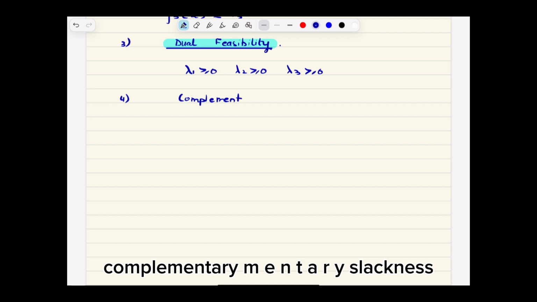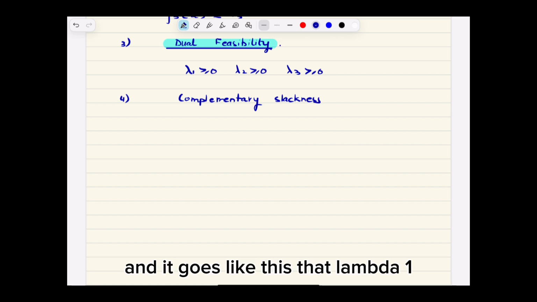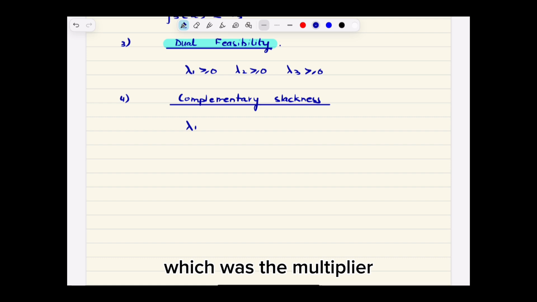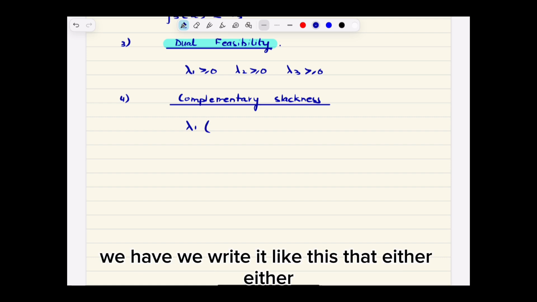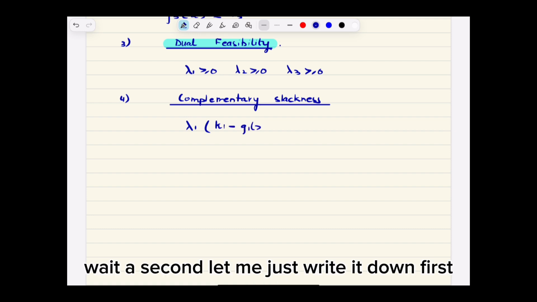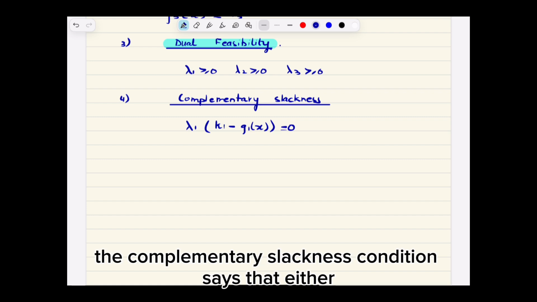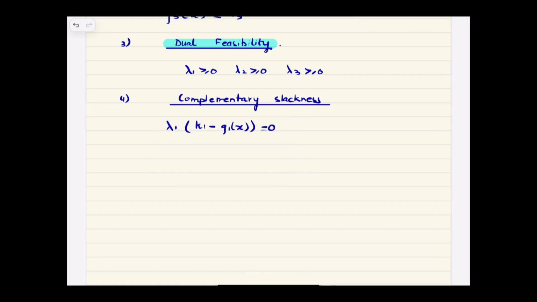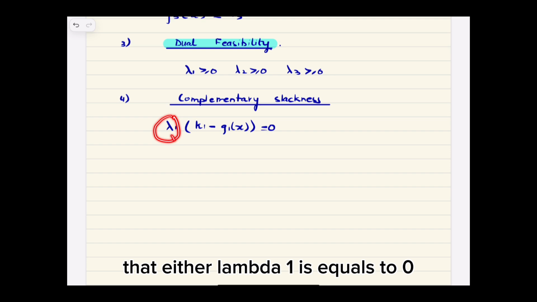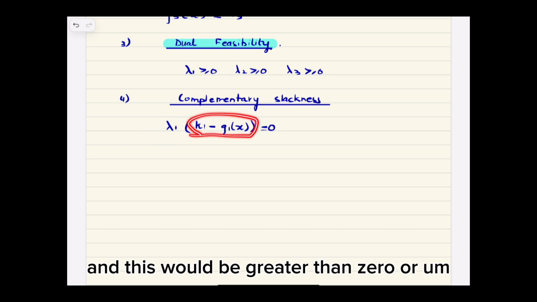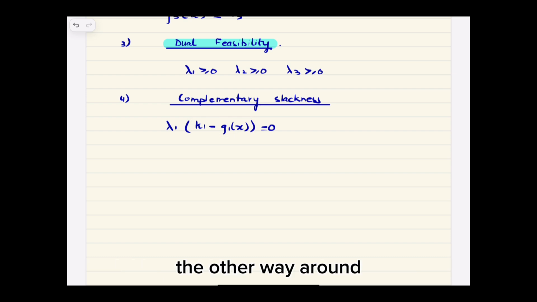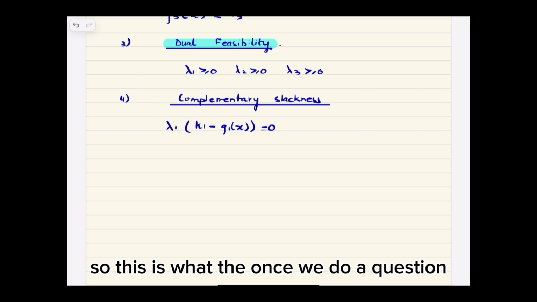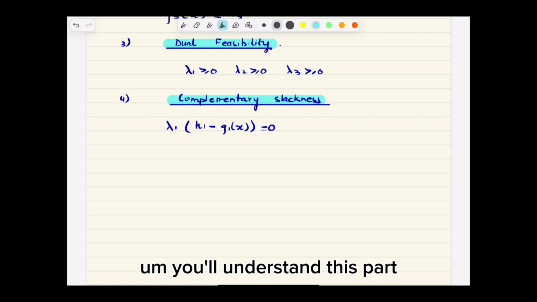Complementary slackness. And it goes like this: lambda 1, which was the multiplier attached to the first constraint, we write it like this. Let me just write it down first. So the complementary slackness condition says that there's one possibility that either lambda 1 is equal to 0 and this would be greater than 0, or the other way around. Once we do a question, you'll understand this part.